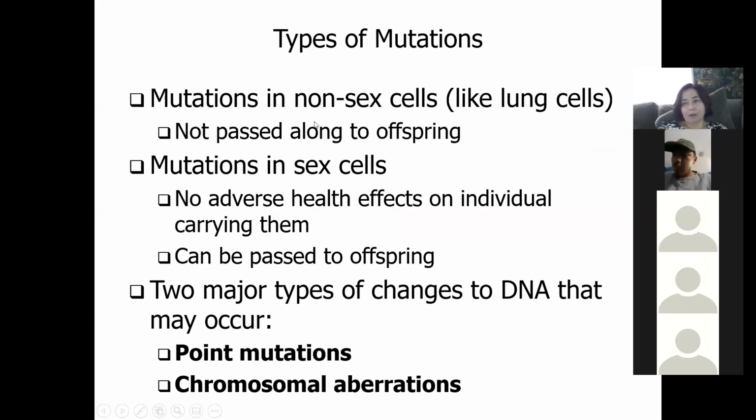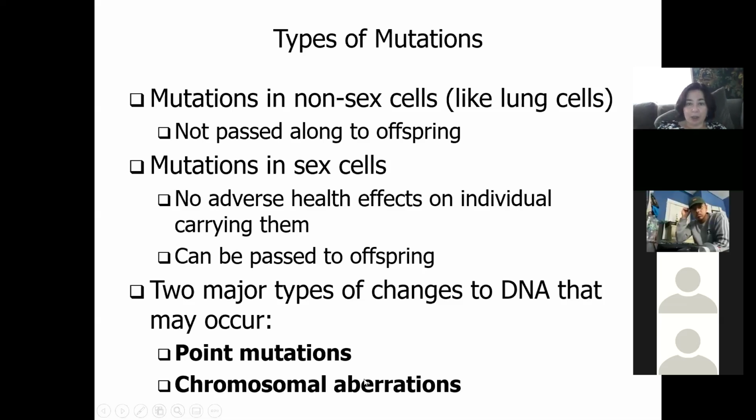Mutations can happen in regular cells, somatic cells, so non-sex cells. A mutation that can happen in any random cell that is not a sex cell is usually confined within the cells. If mutations happen in sex cells, they can affect the offspring, right? So something that you give to the next generation. And mutations can be point mutations. Point mutation is on the level of the nucleotide, and mutations can be on a much larger scale, on the level of the chromosomes. And on the level of the chromosomes, these mutations are called chromosomal aberrations.